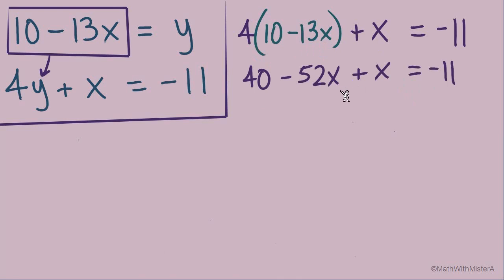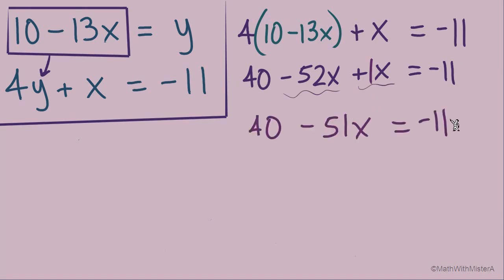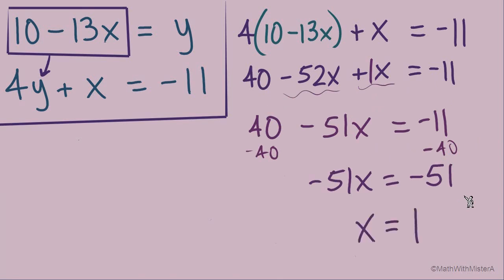We have like terms right here. A negative 52x with positive 1x leaves us with a negative 51x. I'll bring down the 40 and bring down the equals negative 11. I'm going to continue working. I'll now get the constants over to the right side. So I'm taking away 40 both sides, and it brings us to negative 51x equals negative 51. Interesting, but when we divide both sides by negative 51, we see that x equals a nice positive 1.